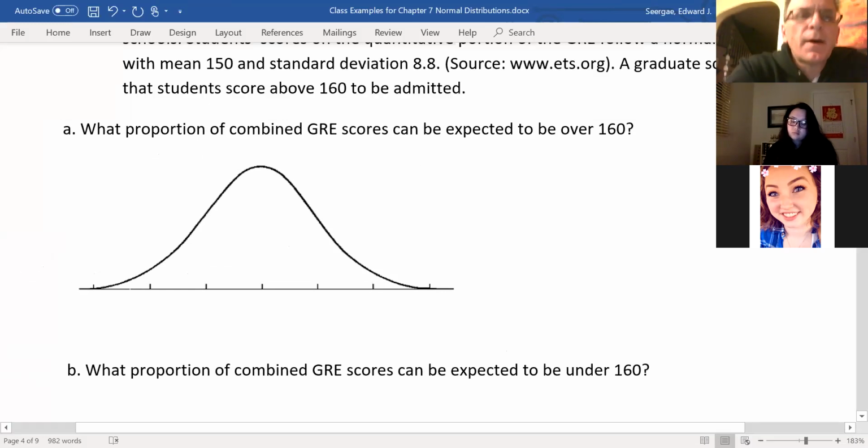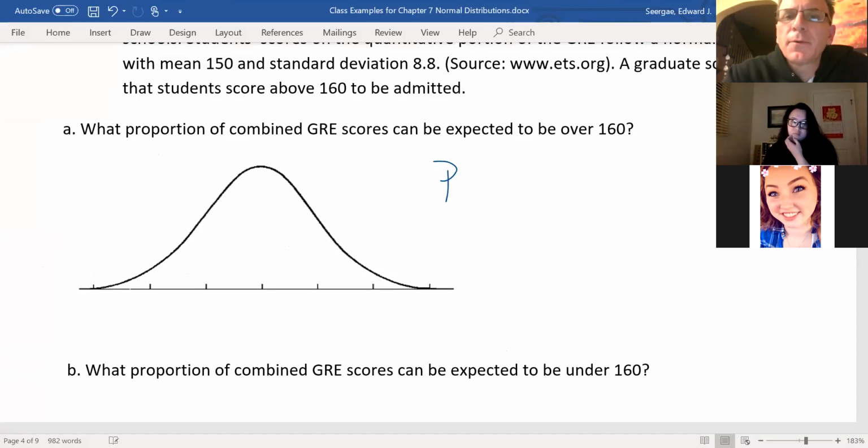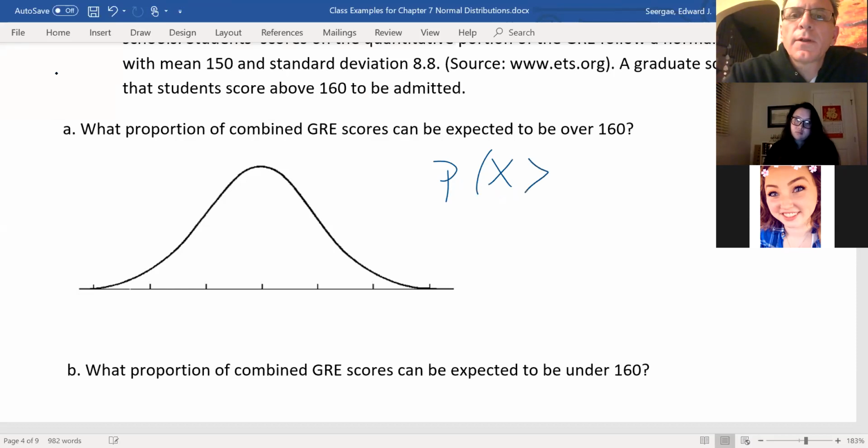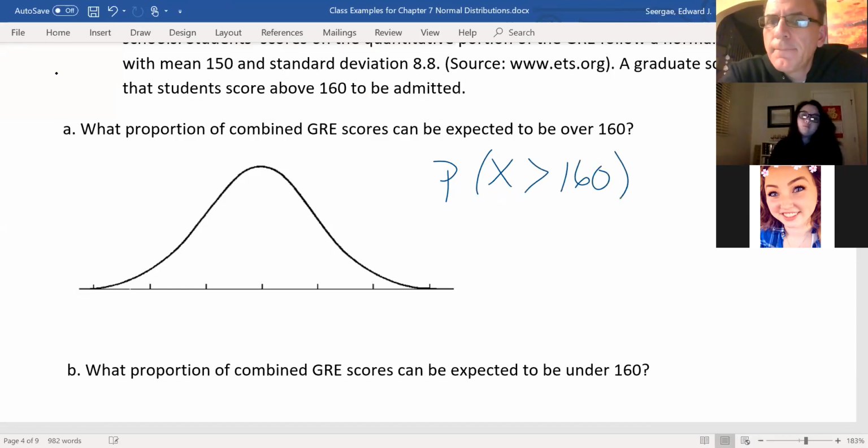So let's start off by stating the question using some of our symbols. We want to find the probability that X, which is a random score... What proportion of X is expected to be greater than 160? So we've stated that like that, okay?